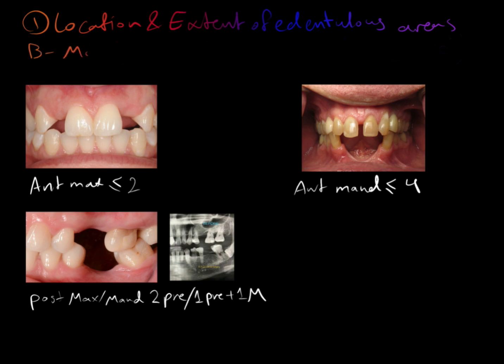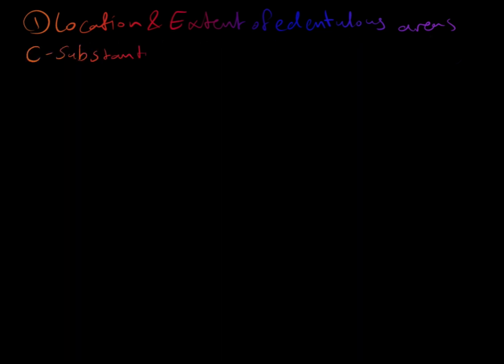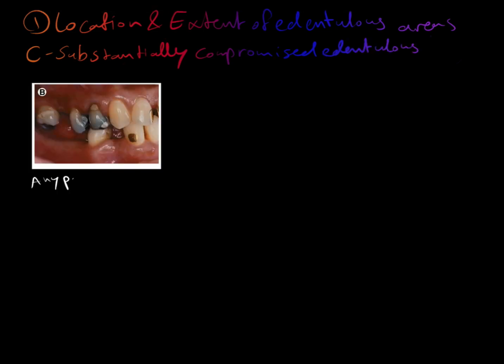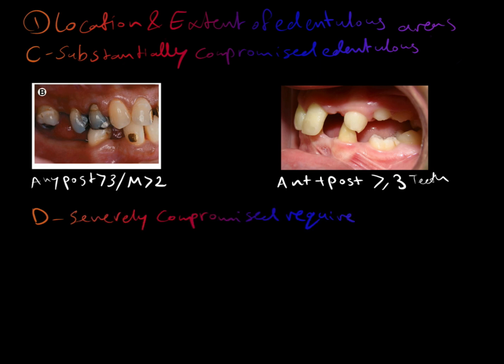While Type B, moderately compromised: edentulous areas in both arches, plus a missing maxillary or mandibular canine. Type C, substantially compromised: any posterior maxilla or mandible edentulous area greater than 3 teeth or 2 molars, or any edentulous area including anterior and posterior areas of 3 or more teeth. Type D, severely compromised: any edentulous area or combination of edentulous areas that requires a high level of patient compliance.